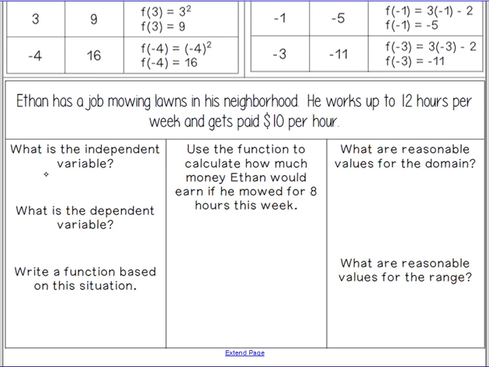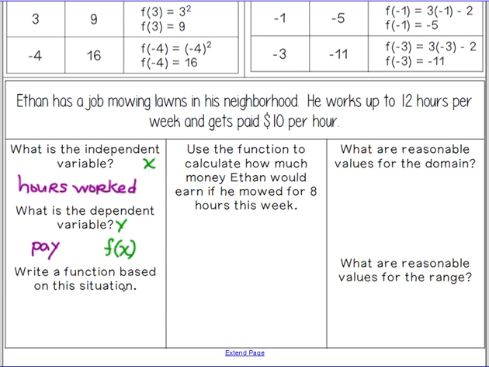So recall that our independent variable is the value that we can control or we can change. And so our dependent is what changes based on our independent variable. So in this case, the independent variable is the hours that he works. And our dependent variable would be our pay or the income that he has. So remember that our independent variable is our x value and our dependent variable is our y value or our f of x.